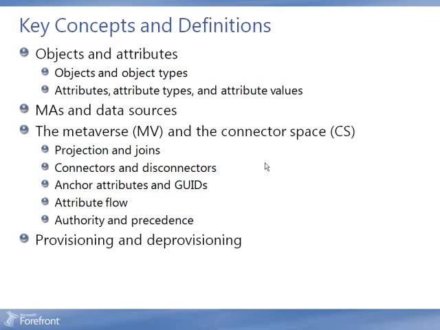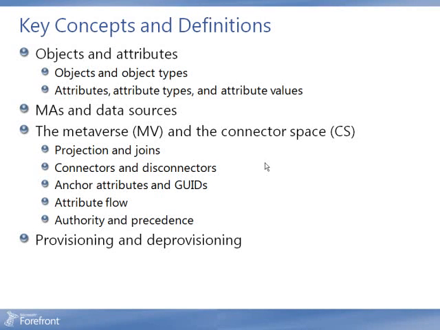So let's briefly summarize these concepts. We've talked about objects and attributes. Each entry in the meta directory is an object of a specific type, for example, person, and it's comprised of a number of attributes, for example, display name, title, department, and telephone number. Examples of other object types are computer, group, and organizational unit. Note that while object types are similar to LDAP object classes, they do not exhibit inheritance, and an object may only be of one type within the meta directory.